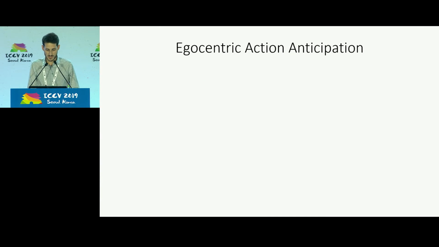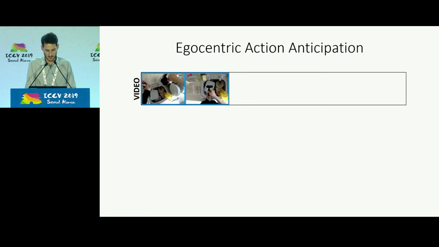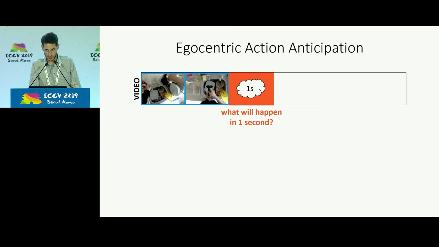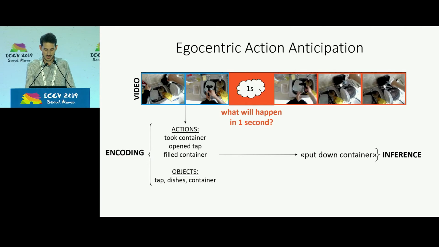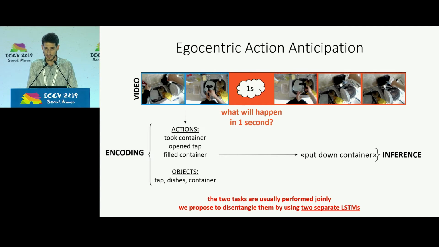In this paper, we consider the problem of egocentric action anticipation. That is, given the observation of a video segment, predict the action happening in a given number of seconds, for instance, in 1 second. We argue that this is best done in 2 stages. In the encoding stage, we observe the video and produce a semantic representation, which may include what actions have been performed and what objects are present in the scene. In the inference stage, we use this representation to guess what is the next likely action to be performed. We note that these 2 tasks are performed jointly by past methods and propose to disentangle them by using 2 separate LSTMs.